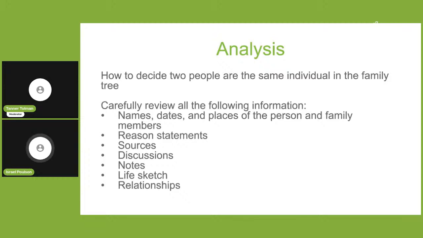Some things that we can do to decide if two people are the same individual in the same family tree are the following. We can carefully review all of the following information: names, dates, and places of the person and family members. Names are super important.